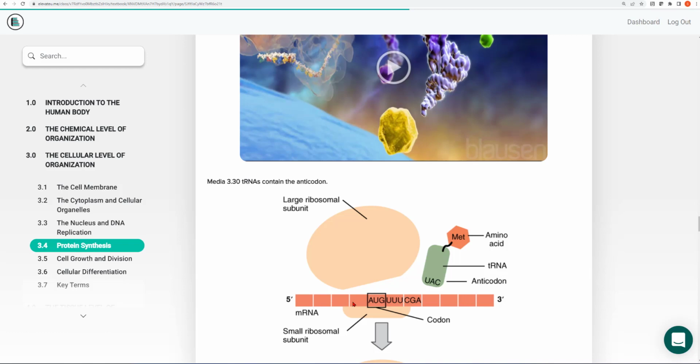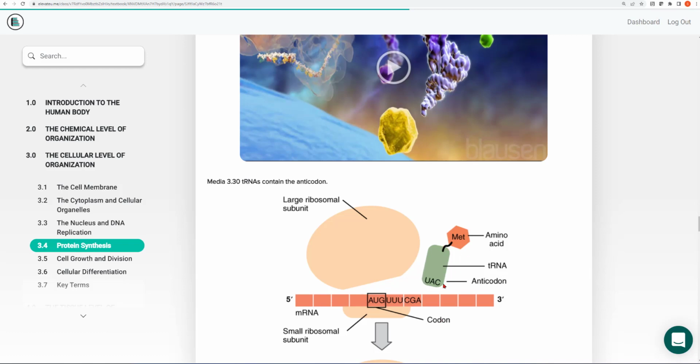Here's where the magic is. In the mRNA, remember there's that three-letter triplet. That three-letter triplet is called the codon. It contains the code. This is the magic of this process. So these three letters, A, U, G, they represent a triplet, three letters. We call those three letters a codon.